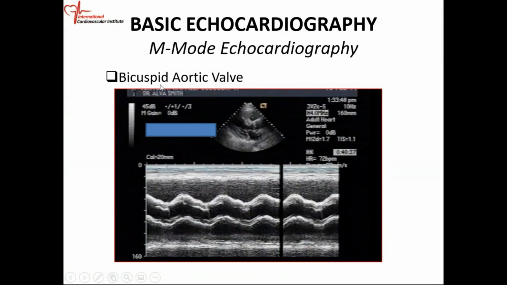Bicuspid aortic valve. So it's another fairly common congenital abnormality that they will bring, and you more than likely will see it in some exams. With your bicuspid aortic valve, instead of having 3 leaflets, the aortic valve has only 2 leaflets, and that lends itself to abnormal flow dynamics, and these patients will have aortic stenosis and aortic insufficiency.